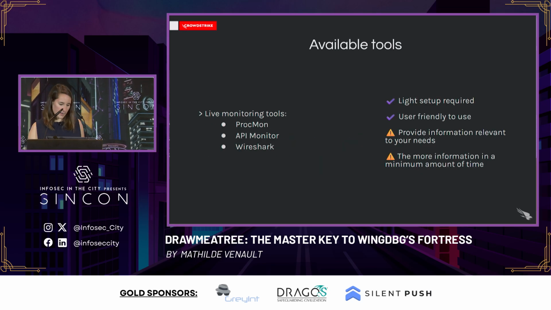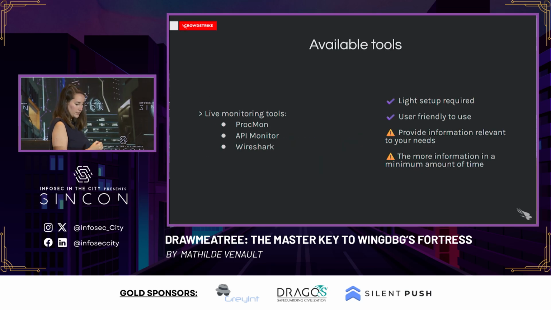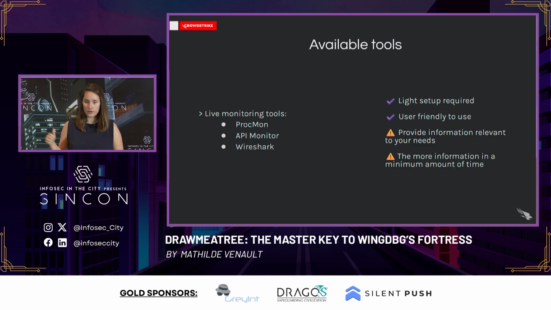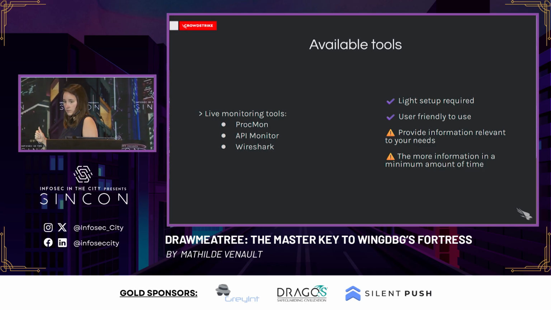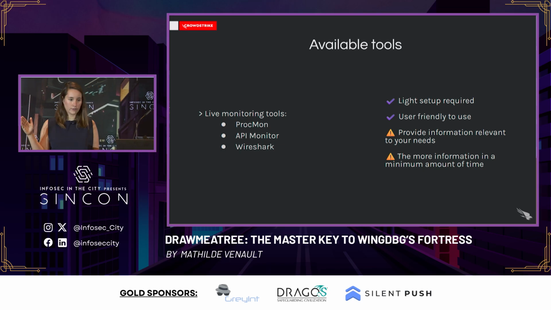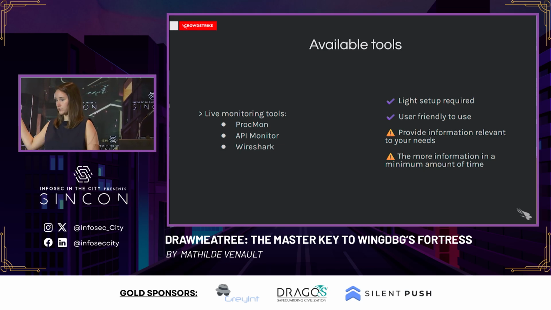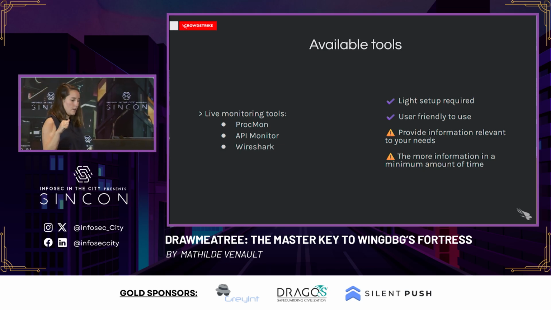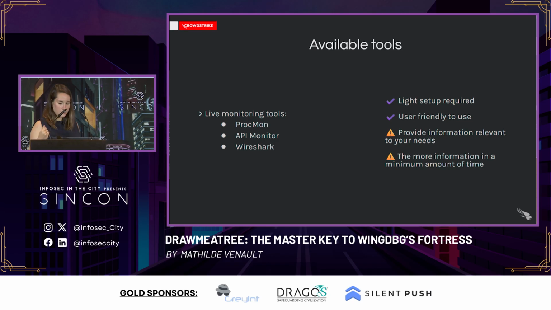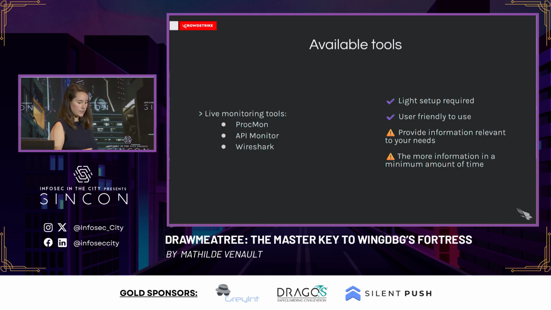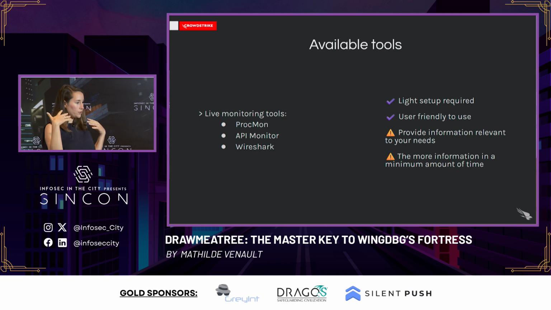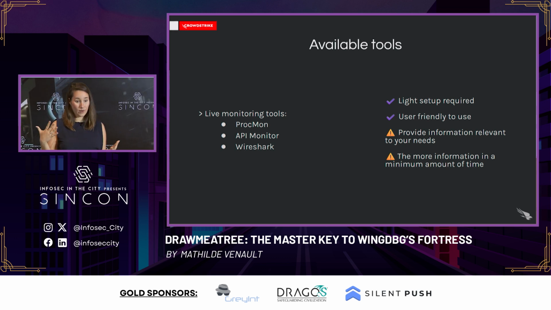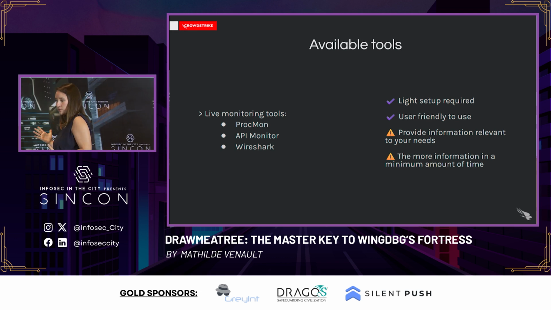So we looked out there and we found some of the live monitoring tools: Process Monitor, API Monitor, Wireshark. For most of them, the setup is great. It's just a binary, you install it, nice UI, user-friendly, all good. But providing the information relevant to your needs, well, let's get back to our network example. If you're trying to understand how a component writes to its database, Wireshark is not going to help you much.